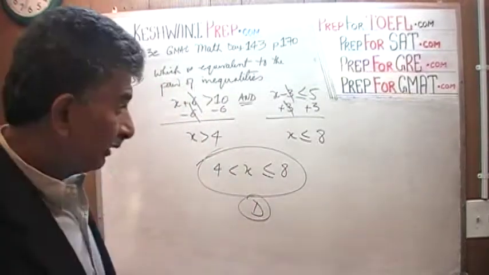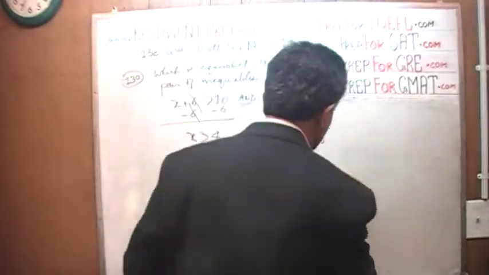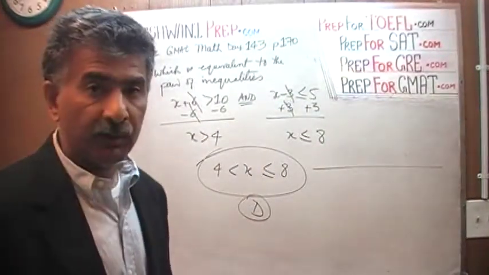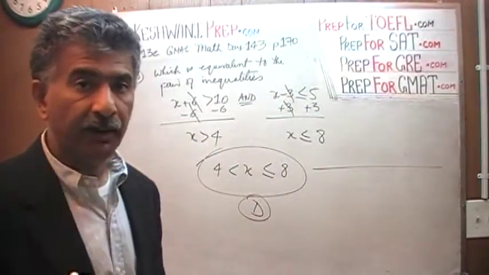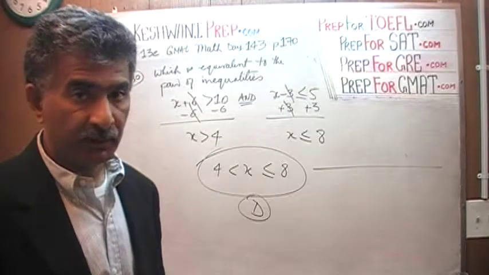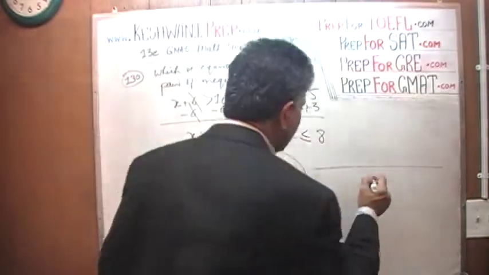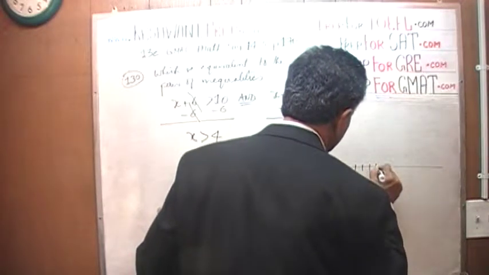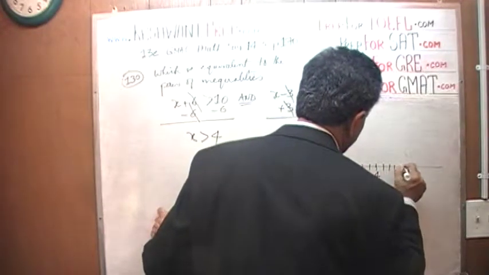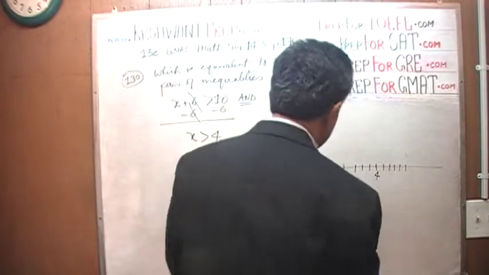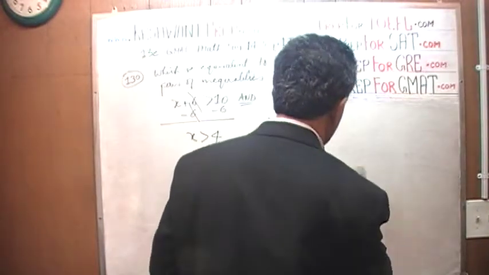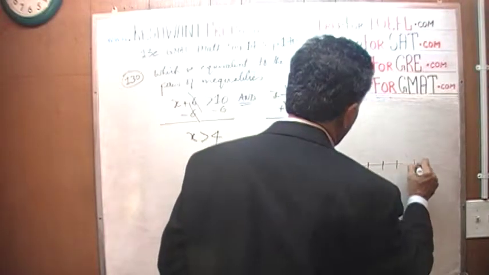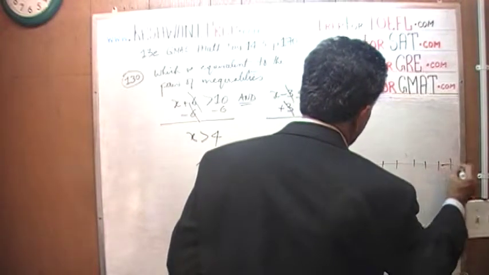Now if we had to show it on a number line, this is how we would do it. If they had given us the answer choices in the form of a number line, and we had to identify which one is the correct number line, this is how we would do it. Here's our 0, 1, 2, 3, 4, there's your 4, 5, 6, 7, 8, 9.